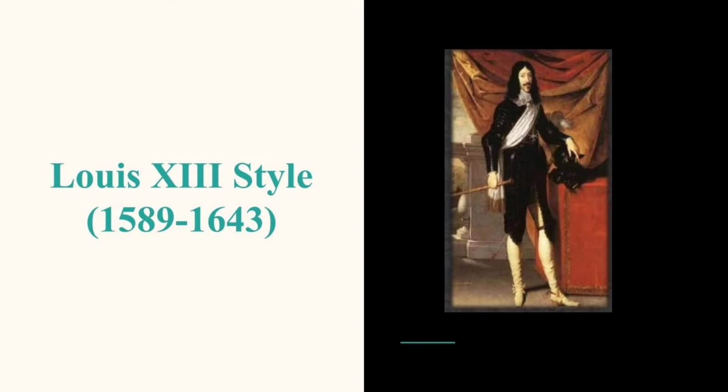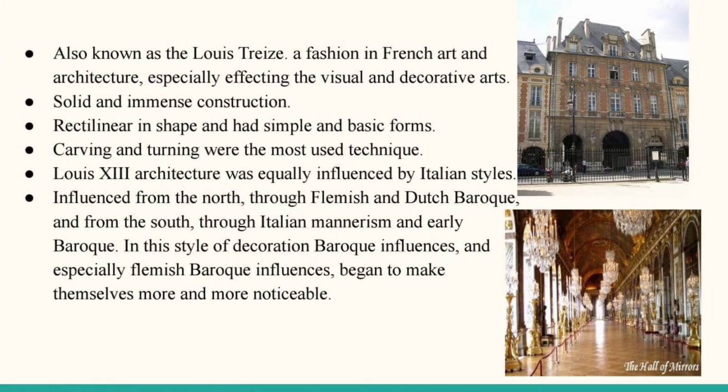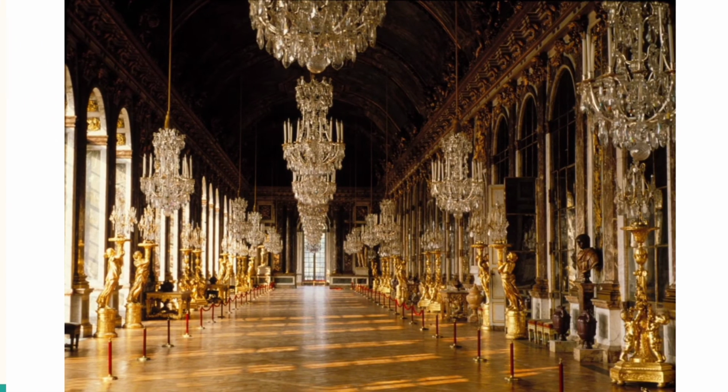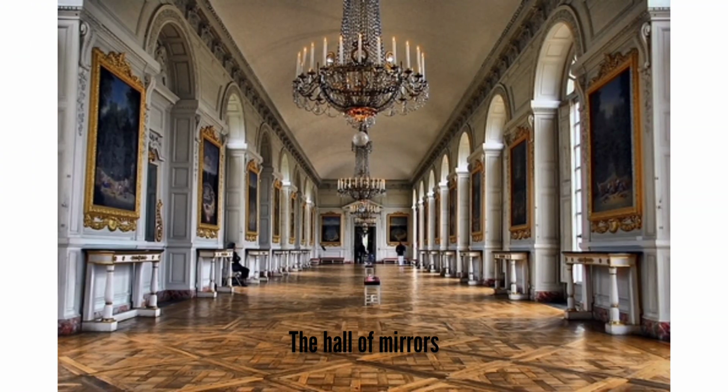Louis XIII style, 1589 to 1643, also known as the Louis trace, a fashion in French art and architecture especially affecting the visual and decorative arts. Louis XIII architecture was equally influenced by Italian styles, influenced from the north through Flemish and Dutch Baroque, and from the south through Italian Mannerism and early Baroque. In this style of decoration, Baroque influences, and especially Flemish Baroque influences, began to make themselves more and more noticeable.